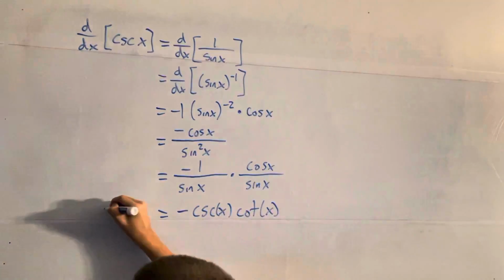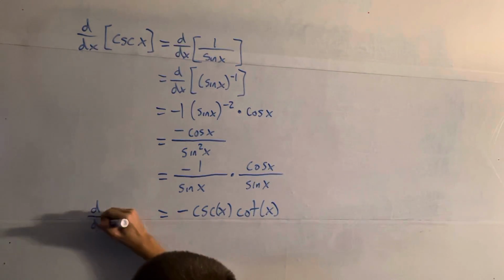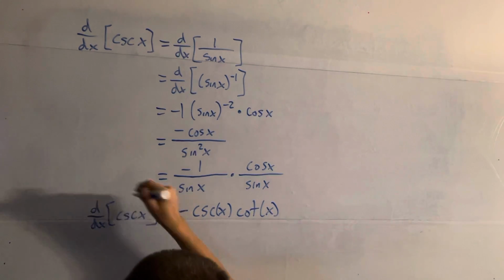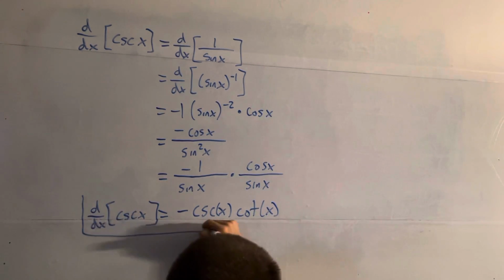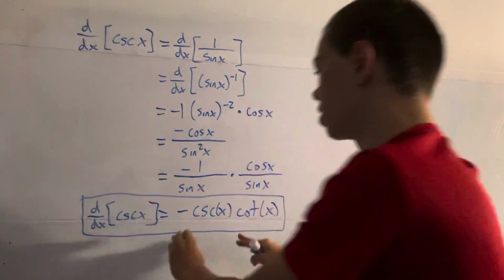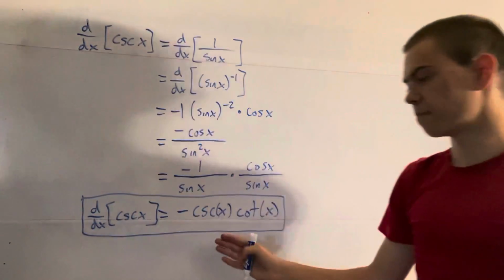So this right here is the derivative of the cosecant of x. And so yeah, this right here is pretty much it. And so this right here would be the derivative of the cosecant of x. That's it.